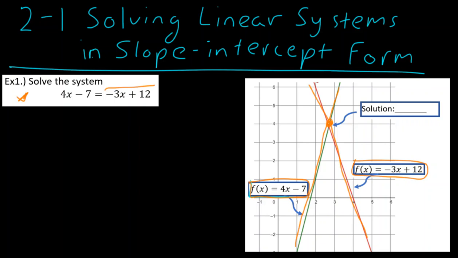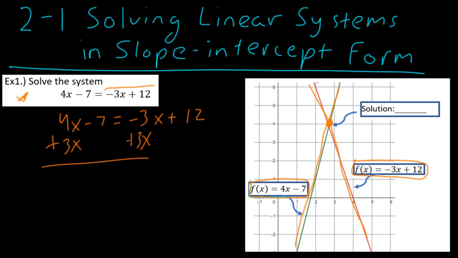Okay, so let's take a look here. So we have 4x minus 7 equals negative 3x plus 12. What are we going to do? Well, the first thing we're going to do is move our smaller x, of course. And so I will add 3x to both sides. So I have 4x plus 3x is 7x minus 7 equals 12.